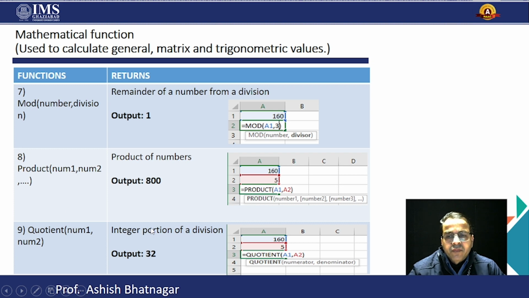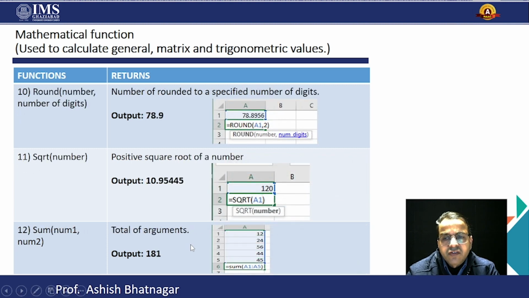Next is QUOTIENT. Quotient always returns the integer portion of a division, right? So if I give the value 160 here, 5 here, and write the formula equal to QUOTIENT with the two arguments A1 and A2, where A1 is the value and A2 is the divisor value, it will return the exact answer of the given values. It will not return the remainder, unlike MOD. MOD always returns the remainder value, but quotient returns the specific answer value.